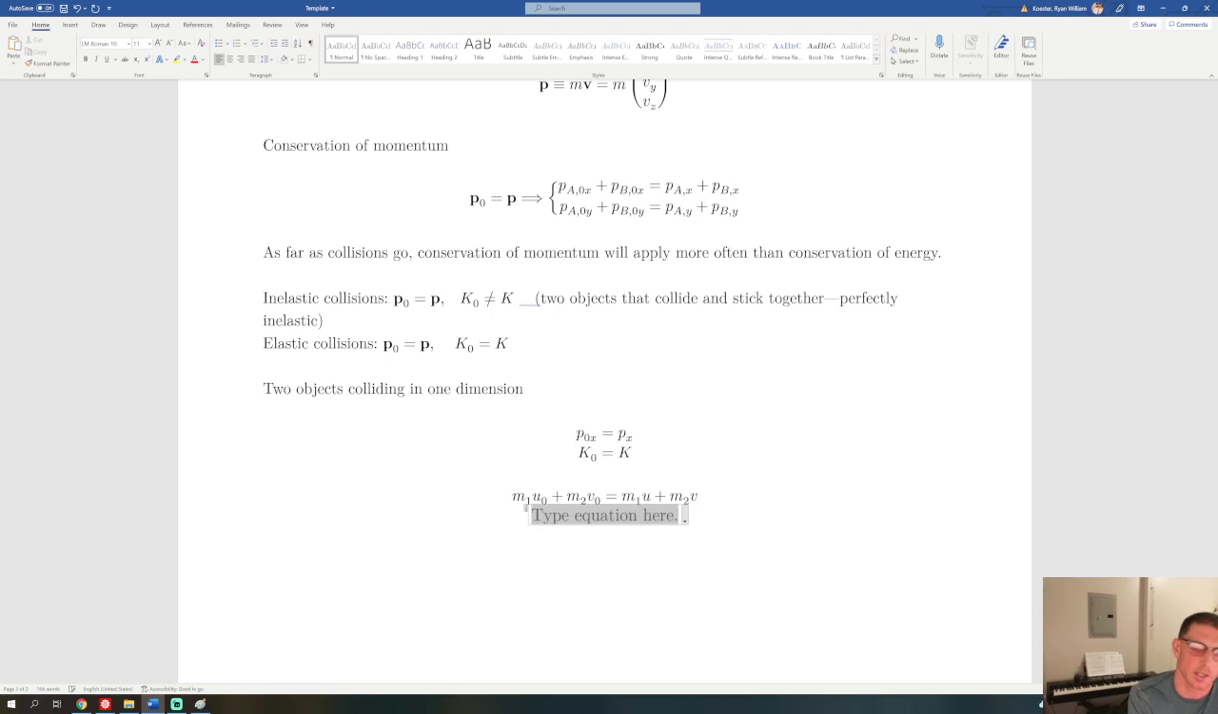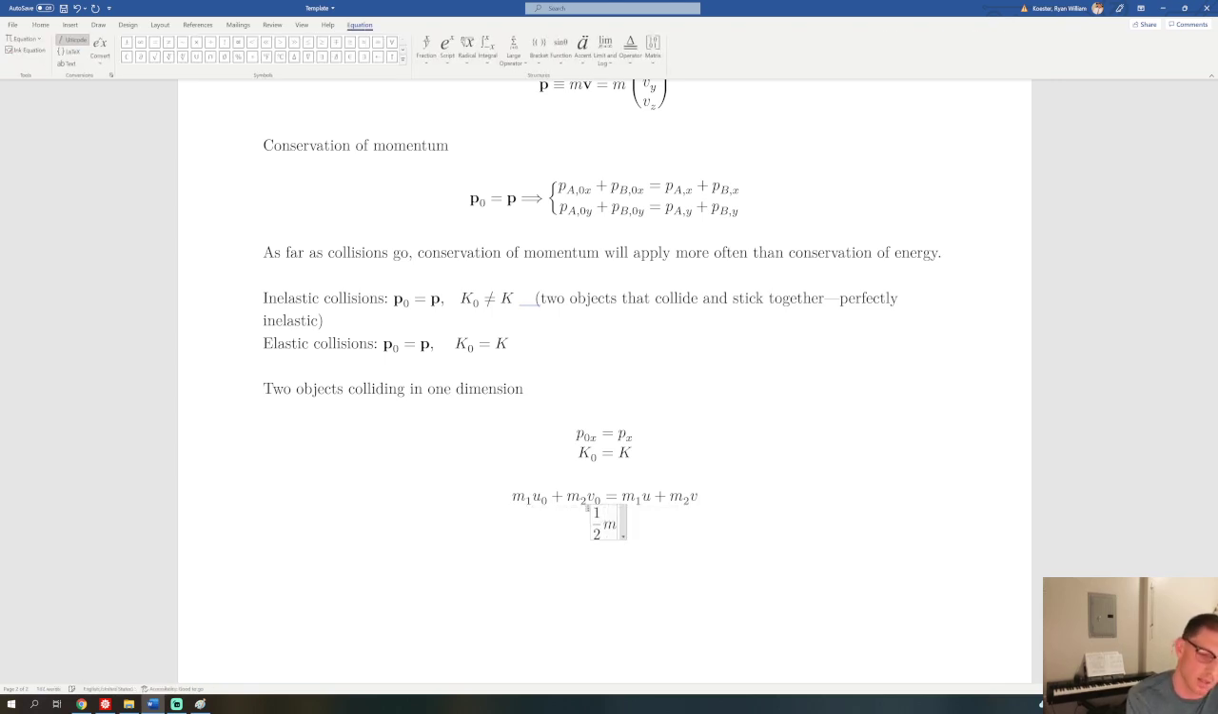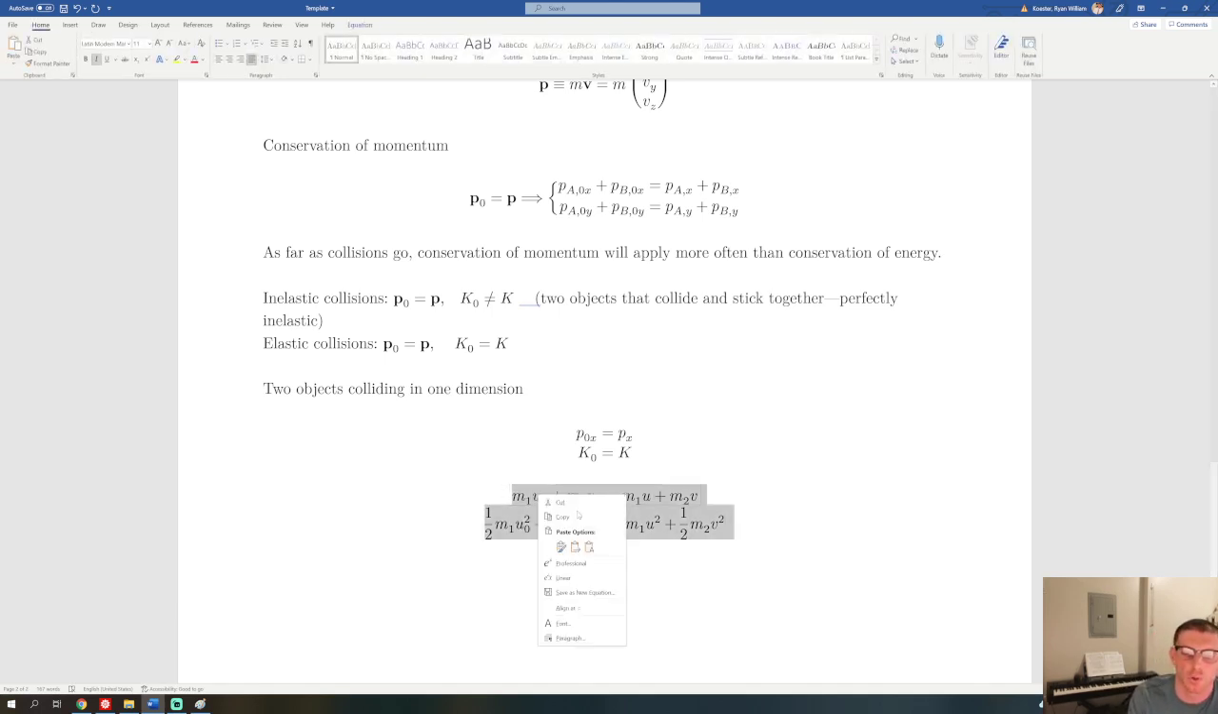And correspondingly, the kinetic energies look like this: 1/2 m1 u naught squared plus 1/2 m2 v naught squared equals 1/2 m1 u squared plus 1/2 m2 v squared. Okay, so here's what I would do to clean this up a little bit. The first thing you can do is multiply everything by 2 to get rid of the 1/2. But you could also do this.